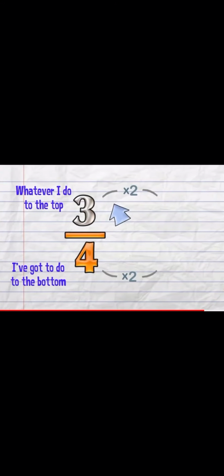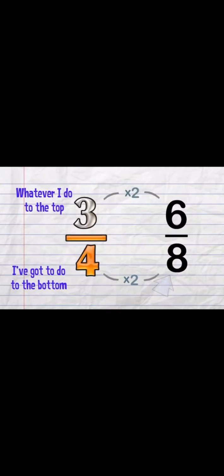Let's see what will happen. 3 times 2 and 4 times 2. So 3 times 2 is 6 and 4 times 2 is 8. Whatever I do to the top, again, I got to do to the bottom.